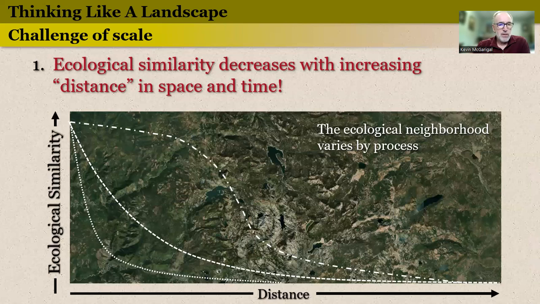What varies is the form of this ecological decay function. In some cases, the ecological similarity will decrease rapidly as one moves farther and farther away. In other cases, the similarity might remain quite high for some distance or some time, and then decay rapidly. But again, what holds true across all attributes is that there will be some sort of decay function with increasing distance in space and time.